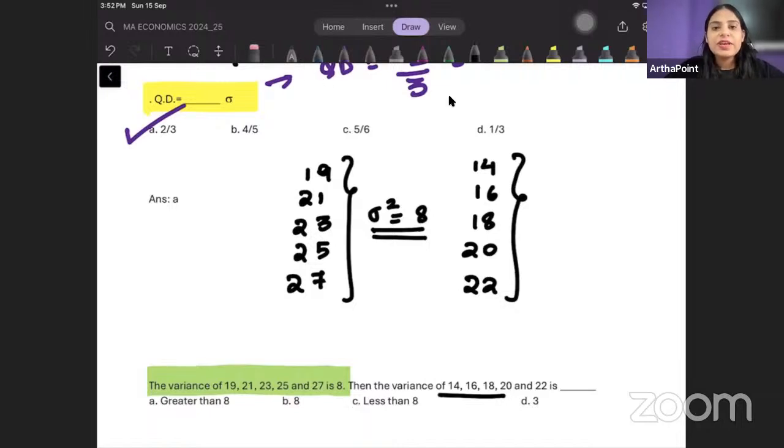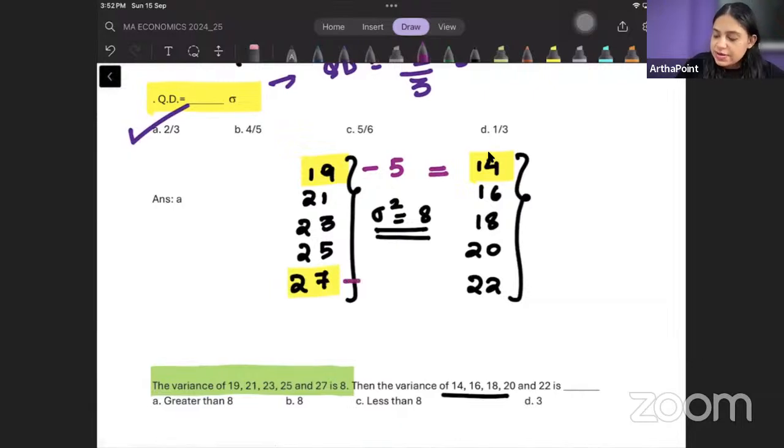Okay. So when we see this, why are two series of observations given? It means that I need to somehow create a relationship. Look, if from the first observation I subtract 5, I will get this first observation. If from 27 I subtract 5, I will get this observation. From 25, I will subtract 5, so, beta, I will get this observation.